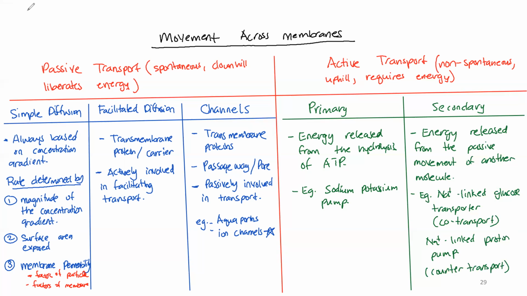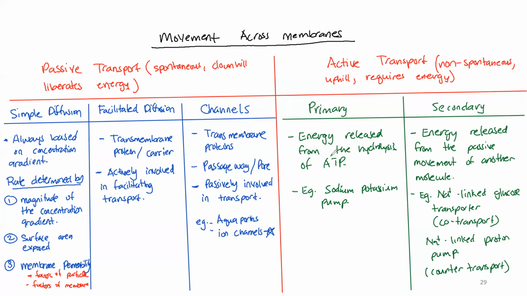Okay, all right, let me pause here. I see a question. Someone's asking, why do carriers change shape? Carriers change shape to really just spit the molecule, such as glucose, out on the other side. So it's not a passageway. It's not like a channel. It's different from a channel in that way.